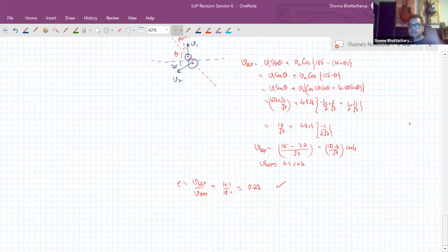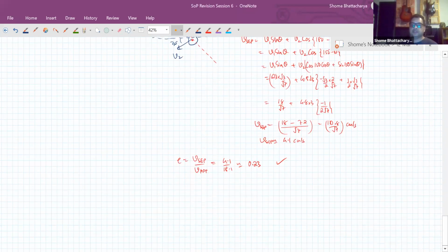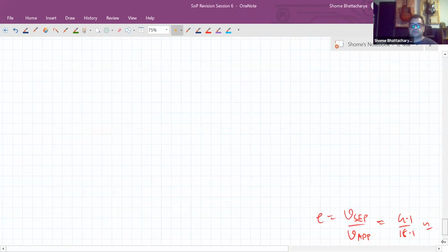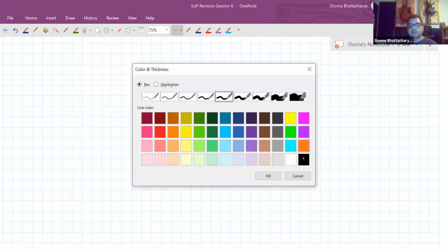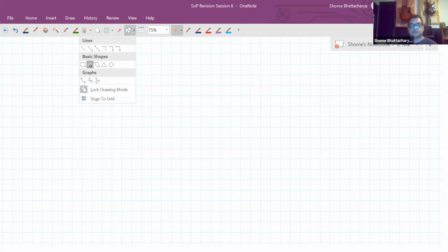Okay, so that was the calculation of the coefficient of restitution in this. Now, next up, let us look at another problem of an oblique collision, but this time with a little bit more detail about the geometrical type of calculations to do in it. So let's understand this.